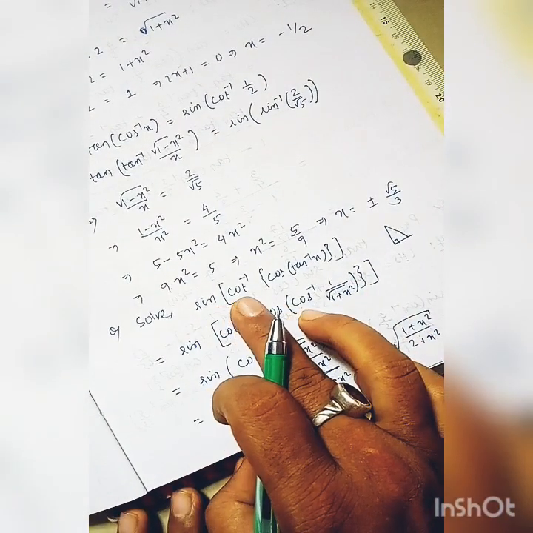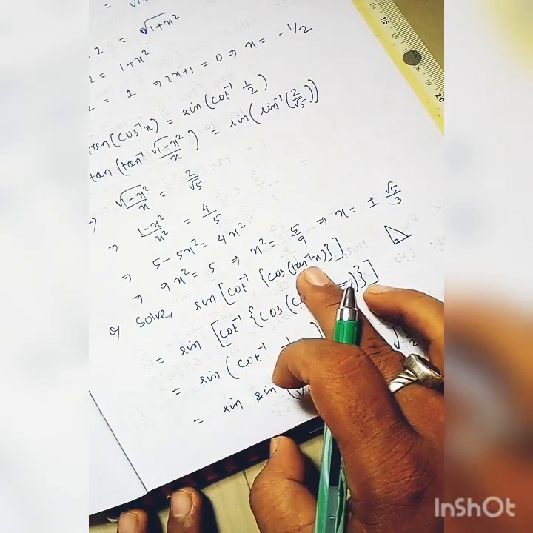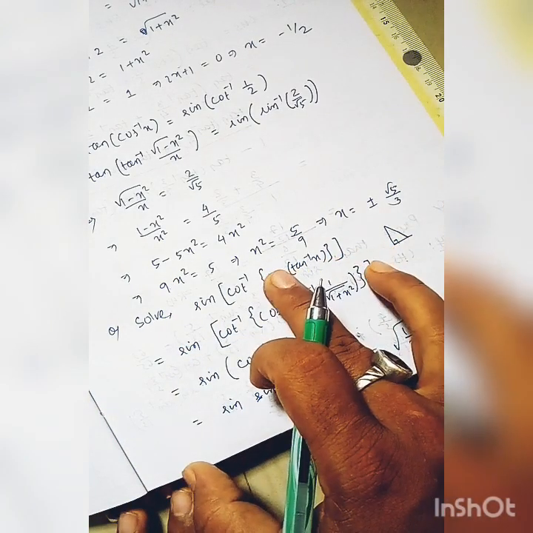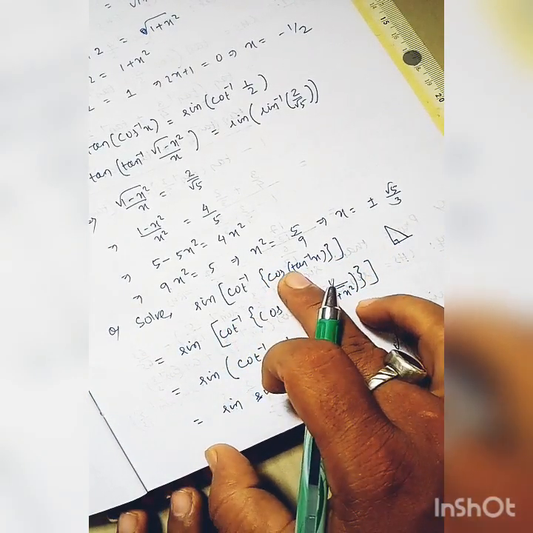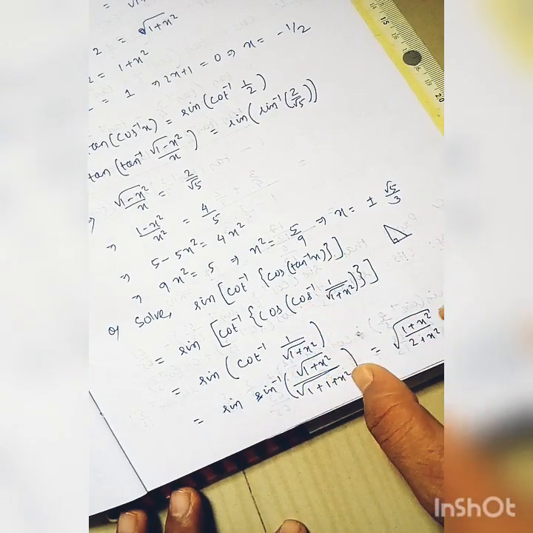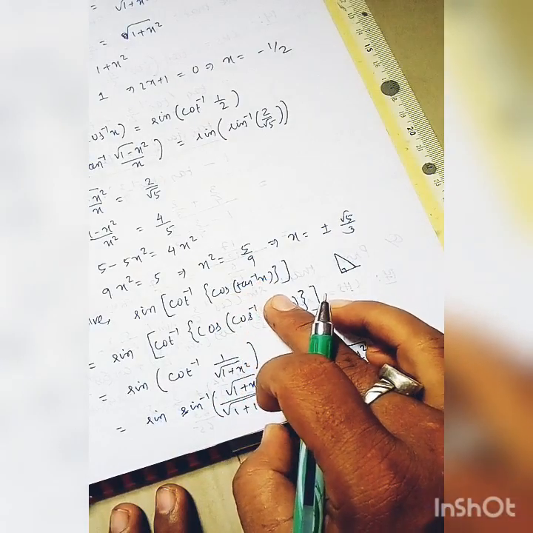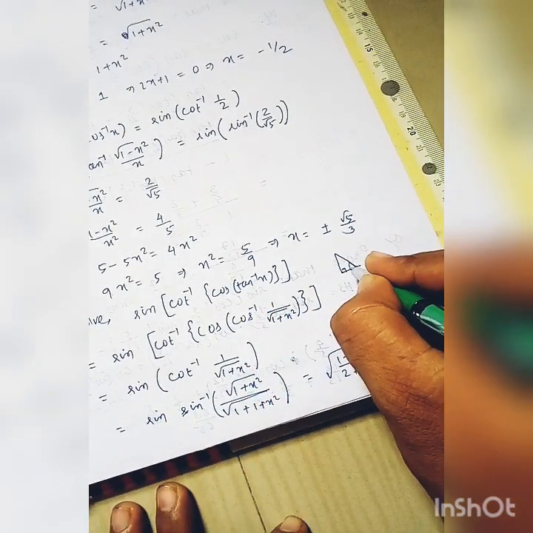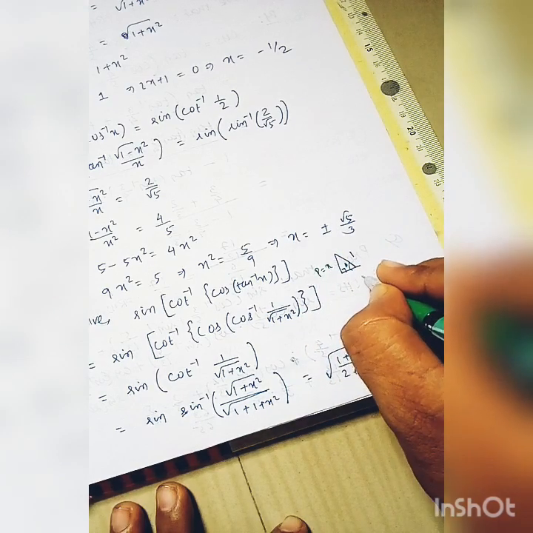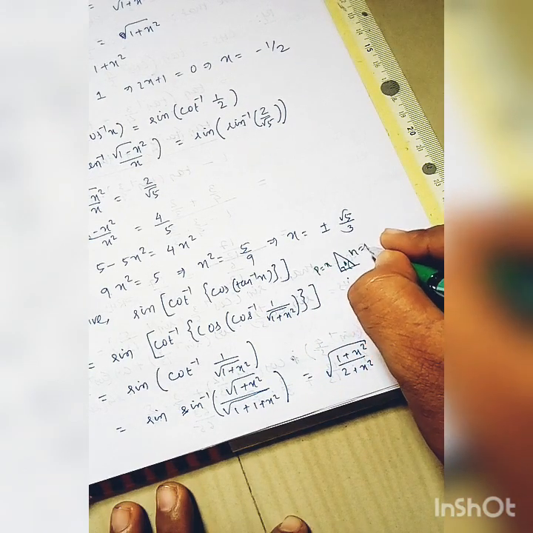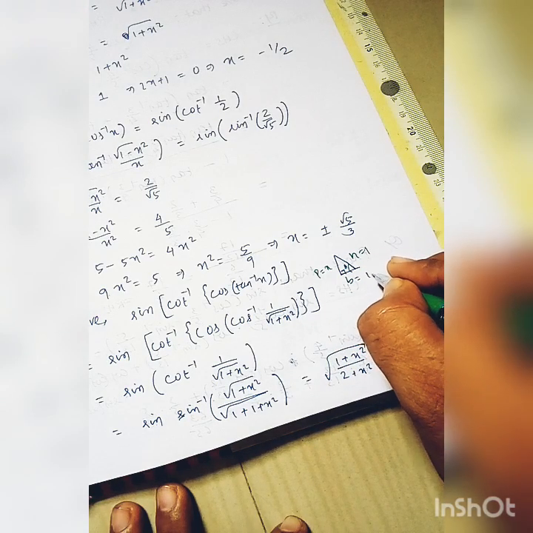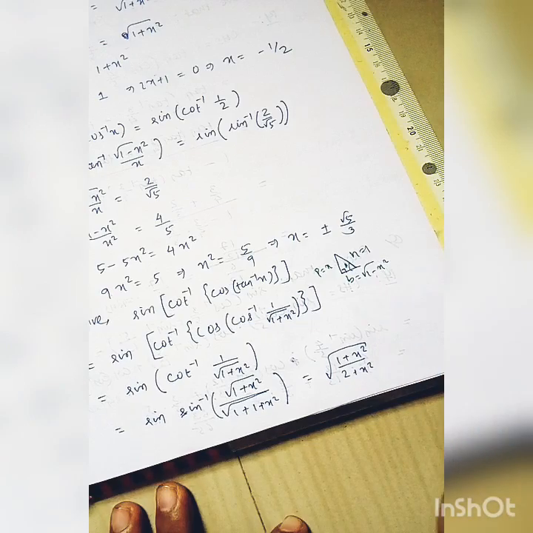Solve sine of cot inverse cos of tan inverse x, or simplify this. First we have to reduce tan inverse x to cos inverse of something. We know that tan theta equal to p by b; here p equal to x, b equal to 1, h equal to square root of 1 plus x square.